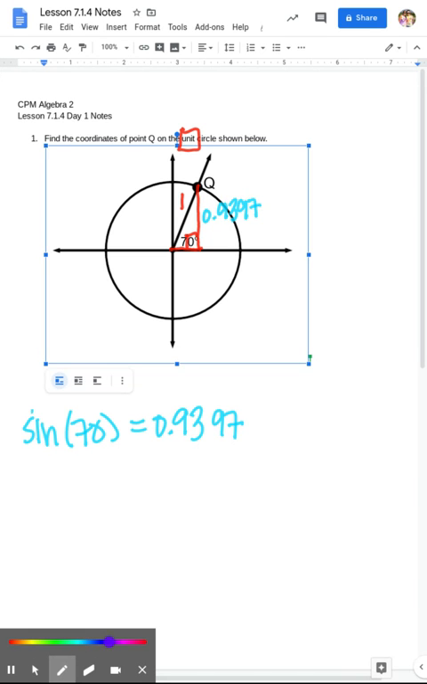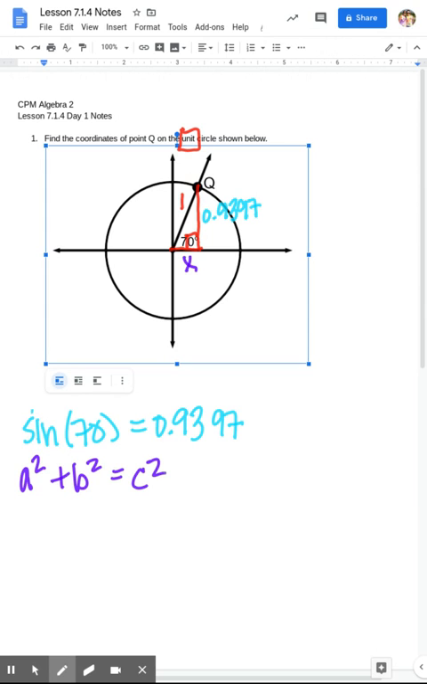And then all we have left to do now is to find our horizontal distance, which is x. So we have a couple of options here. The first option I'm going to show you is using Pythagorean theorem. So we have a squared plus b squared equals c squared. Our hypotenuse, which is c, is 1. And then our b value is going to be 0.9397. And a is going to be x.